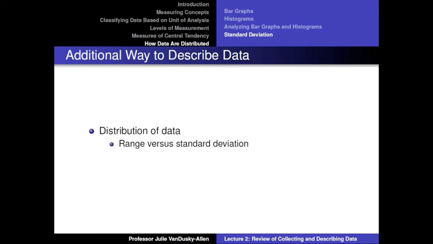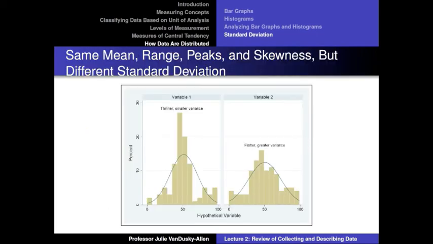Now I'm going to teach you an additional way to describe the distribution of a variable, the standard deviation. Consider these two histograms of two different variables. Each variable has the same mean, 50. Each variable has the same range, 0 to 100, so 100. And each graph has one peak. They're unimodal around 50. And each one has no skew. Yet the variables look distributed in different ways.